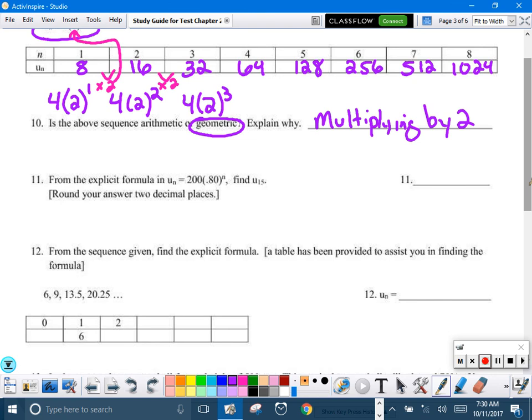Okay, number 11. At any point, if I'm going too fast, you can pause the video. We want to find the 15th number in the sequence, and here is our explicit formula. So 200 times 0.80 to the 15th power. And it says round your answer to 2 decimal places. Okay, you type that into your calculator, you should get 7.04.